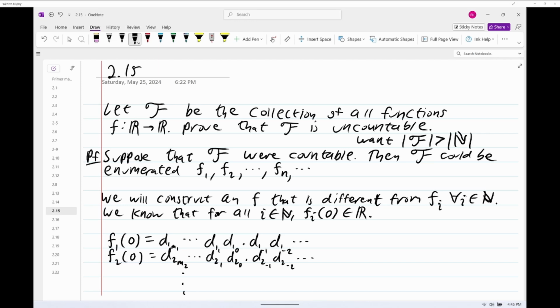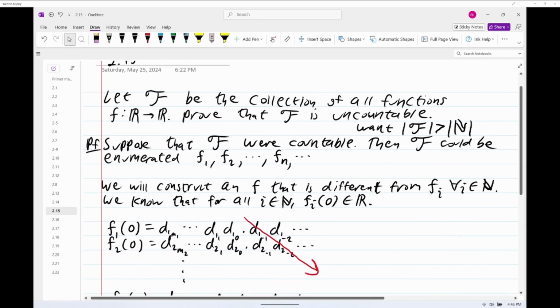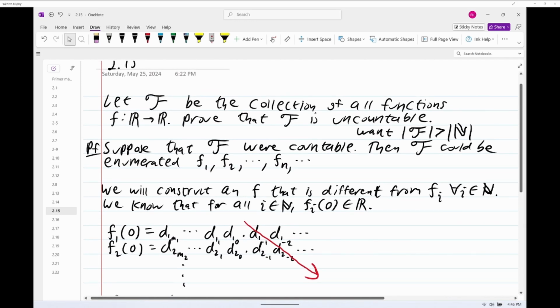I don't know. Well, we know that for every i, fi of 0 is a real number. So if we list all of these functions evaluated at 0, they're going to give us some real numbers. And those real numbers are going to have decimal expansions. Okay. Then what do you think is happening? Does this layout look familiar at all? Vaguely. Although I don't understand how you do that with a function.